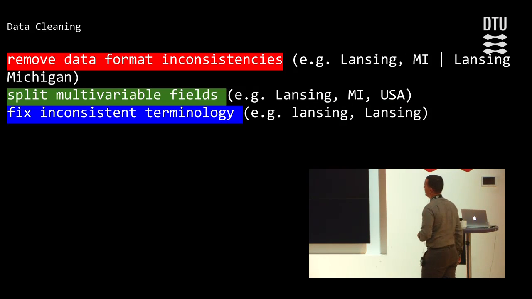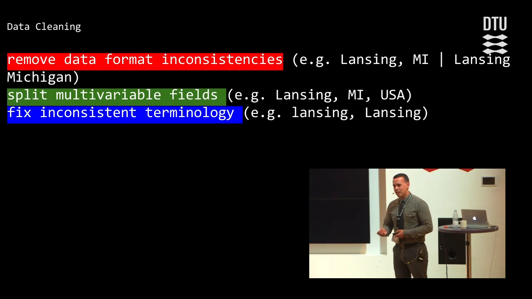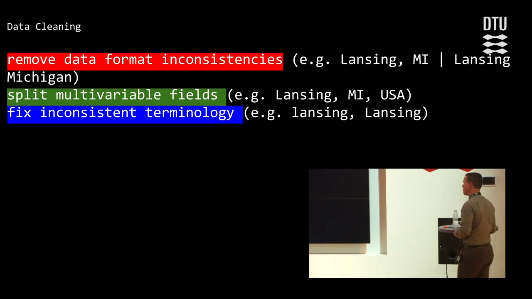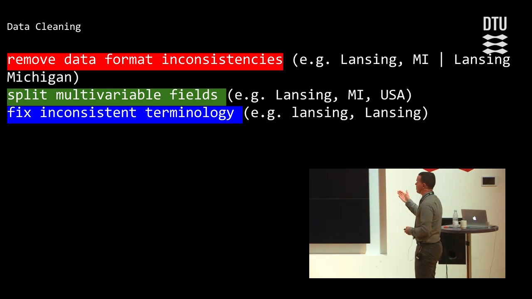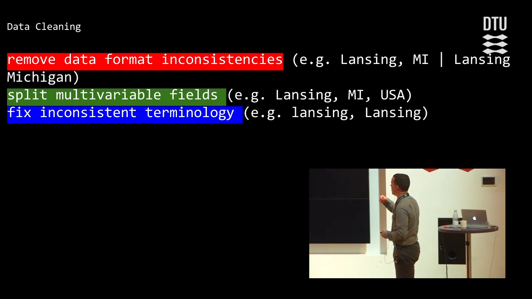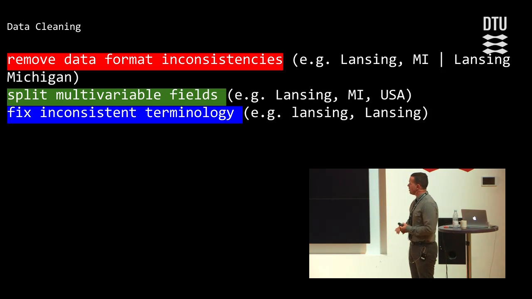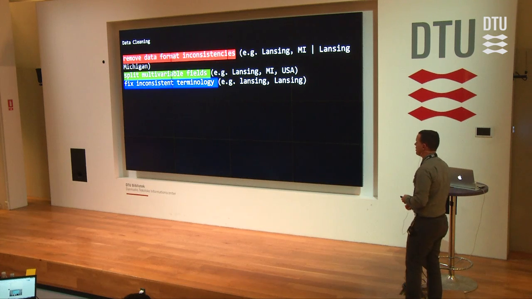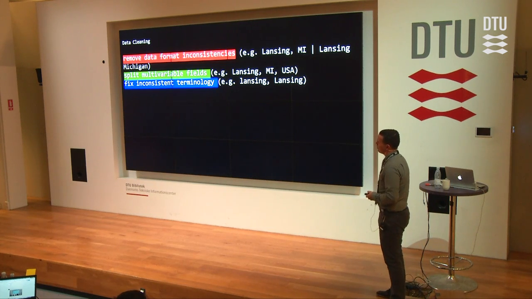To be granular, the particular things that we'll be focusing on are removing data format inconsistencies, right? So in this particular instance, it's differences between the way that a space is represented, to split multivariable fields, and then also to fix inconsistent terminology.